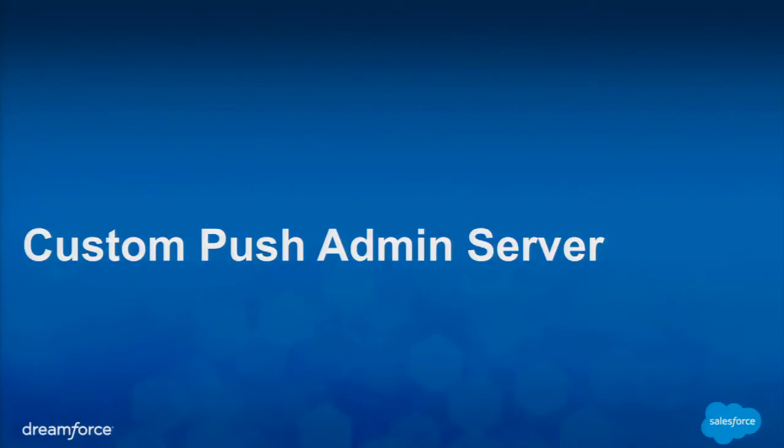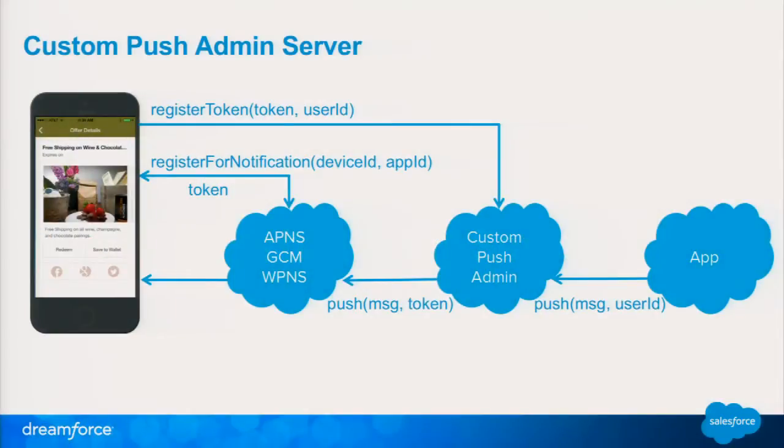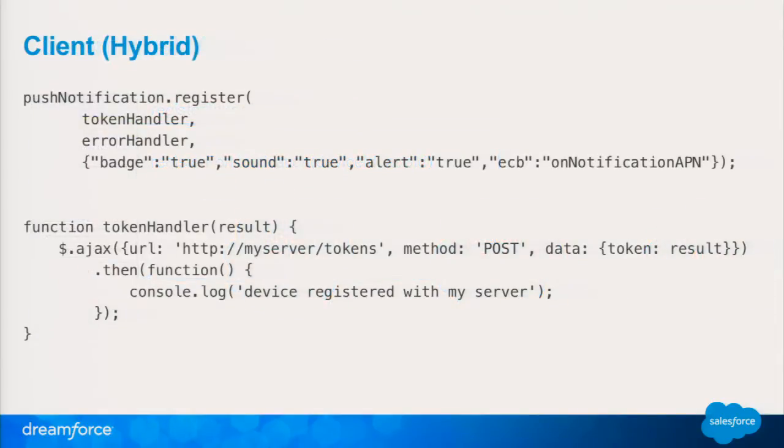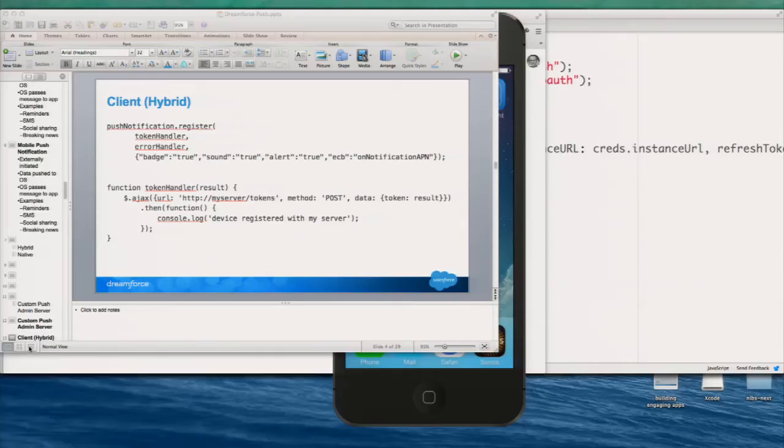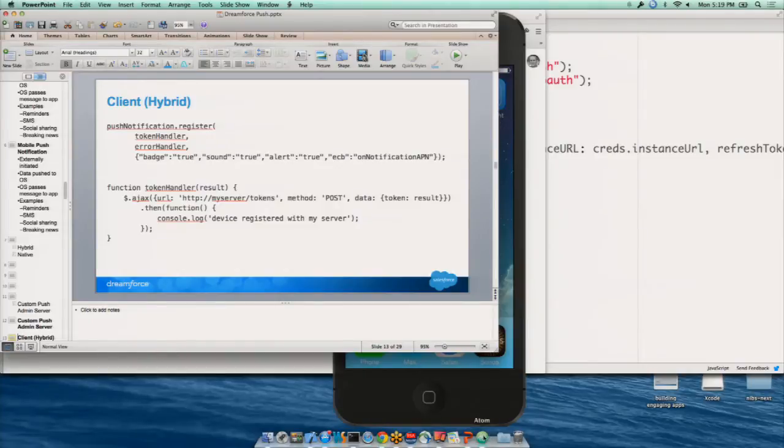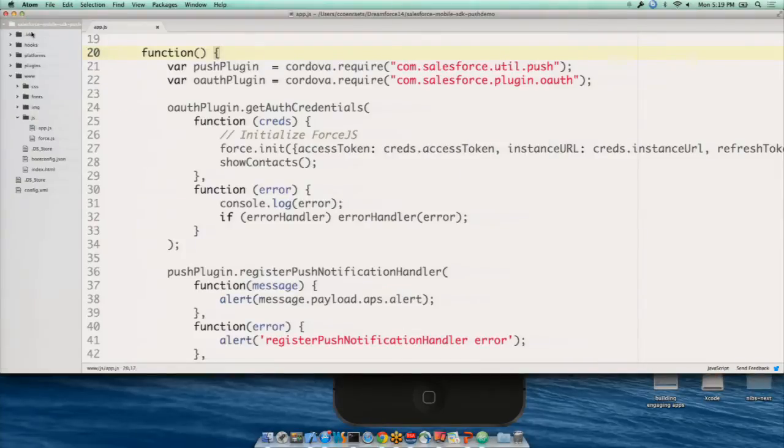So the first thing that I will do to show you how painful it can be is to write my own push admin server. Okay, so remember, in this case, I register my device with the vendor service, let's say APN. Then I register the token with the custom service that I will build, and then my app can push the message. So instead of showing you too much code here, I will show you the same code, but for real, in my IDE here.